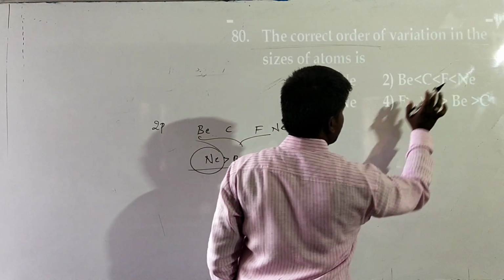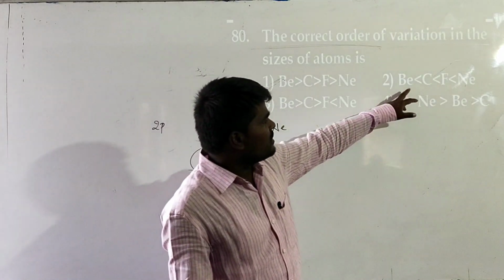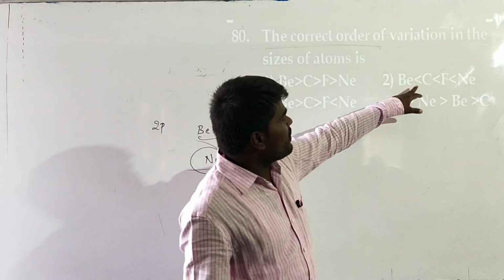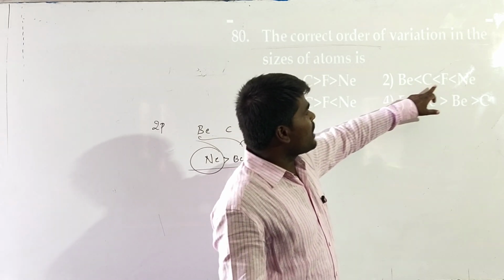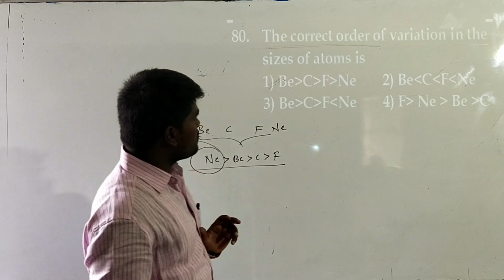Beryllium, carbon, fluorine, neon. But what is mismatching here? It is given that beryllium is smaller than carbon and fluorine. Actually, beryllium should be larger than the carbon and fluorine. So this is also not a correct option.